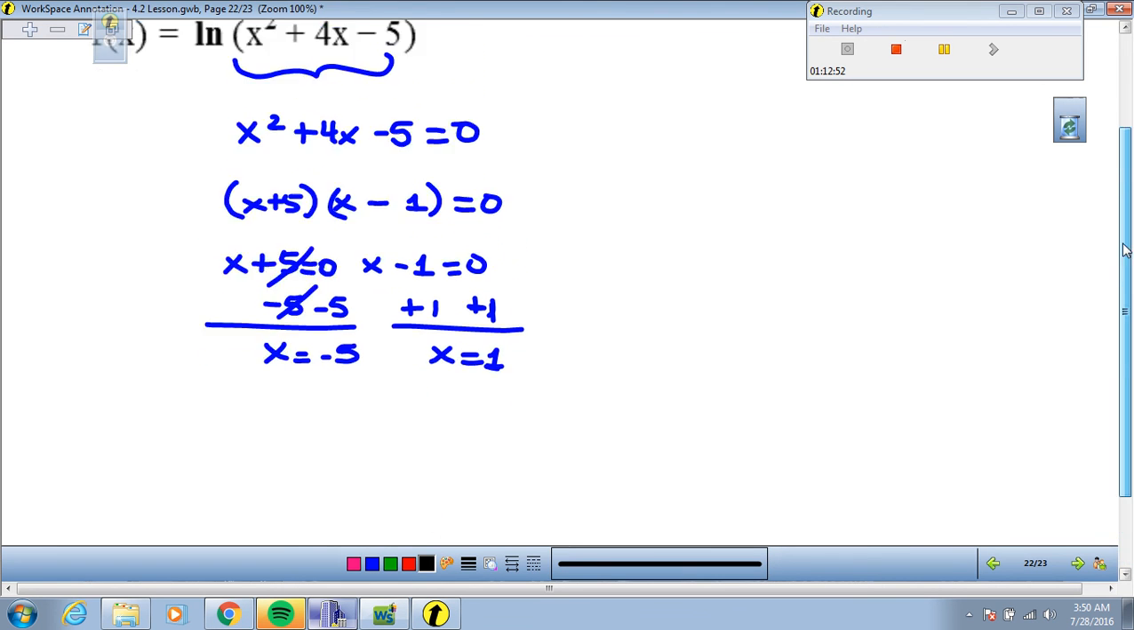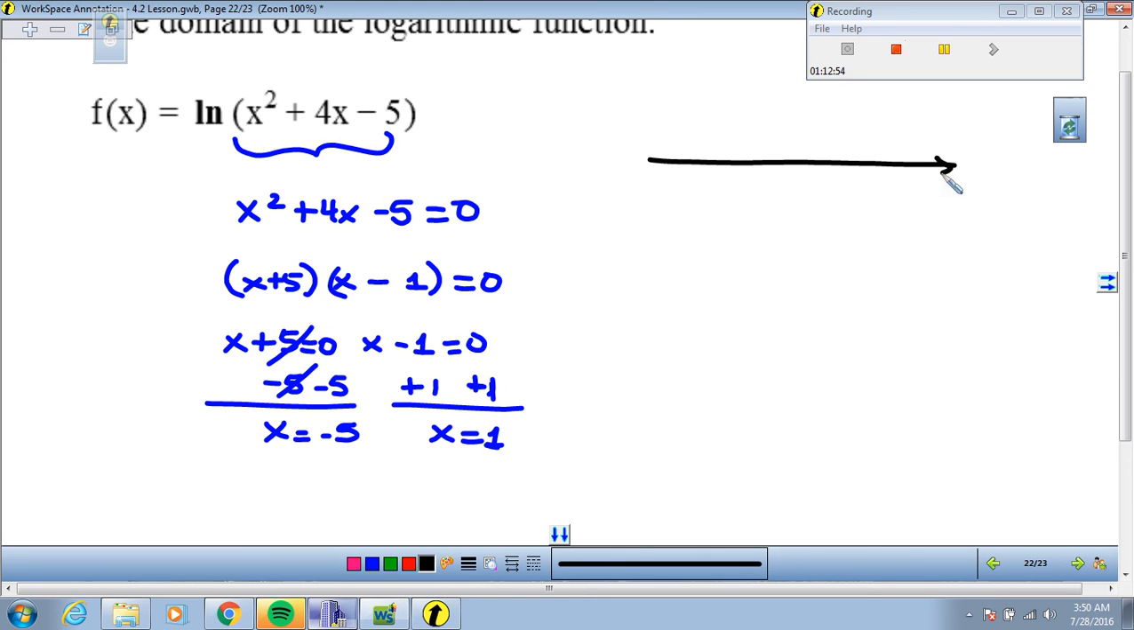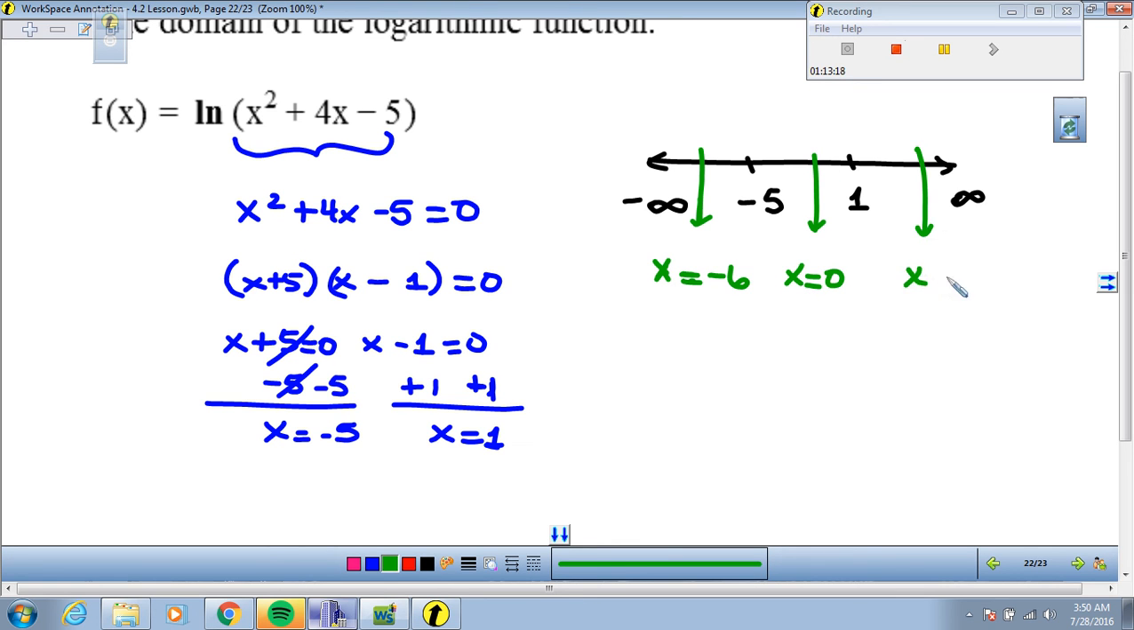Let me do the number line here to the side. Negative infinity to positive infinity, negative 5, positive 1. Choose a number to the left side of negative 5. That can be negative 6. Choose a number in between these two. That can be 0. Choose a number after 1. That can be 2.